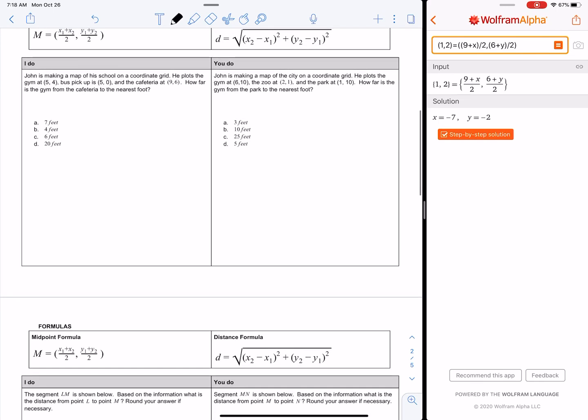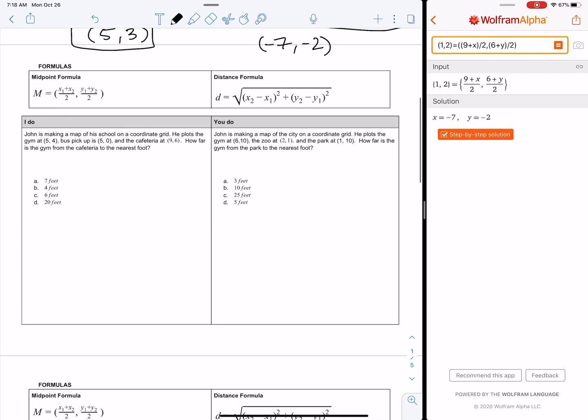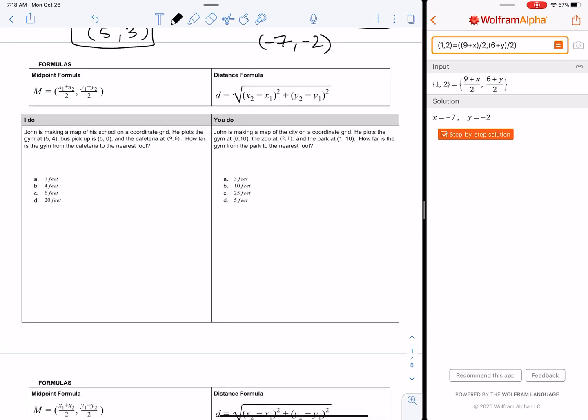So this next part is, let's read the first one. John is making a map of his school on a coordinate grid. He plots the gym at 5, 4, and the bus pickup at 5, 0, and the cafeteria at 9, 6. How far is the gym from the cafeteria to the nearest foot? So I'm dealing with gym and cafeteria, and I'm dealing with how far. So if I'm dealing with far, am I going to use the midpoint formula or the distance formula? Very good. I'm going to use the distance formula.